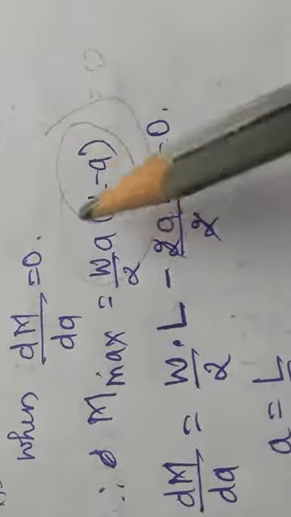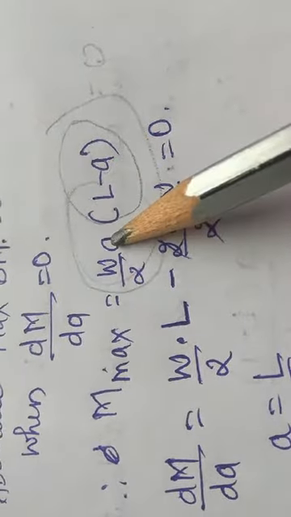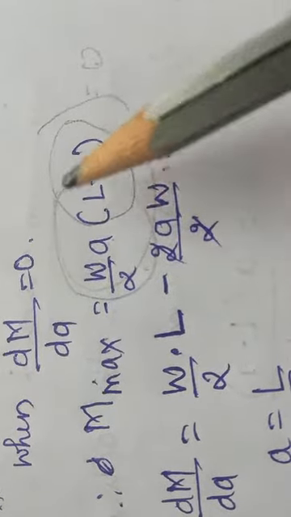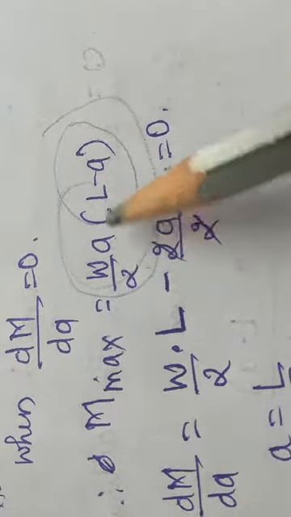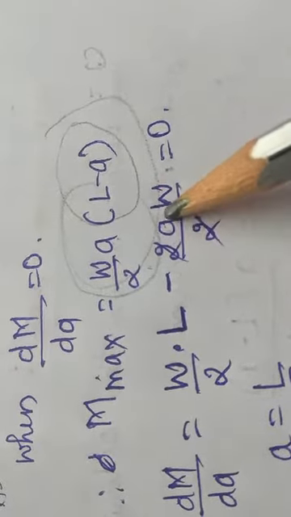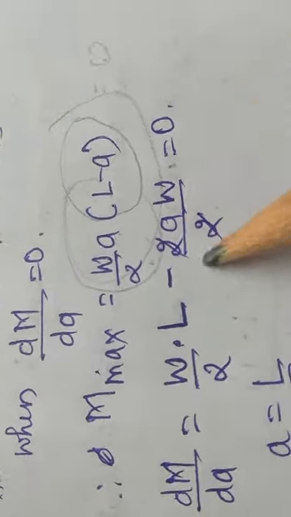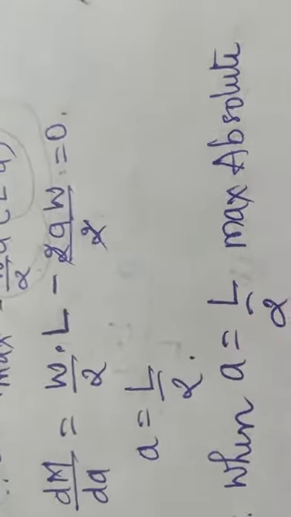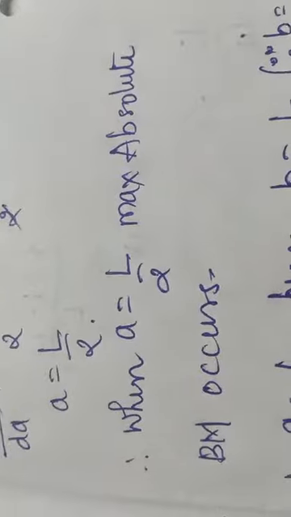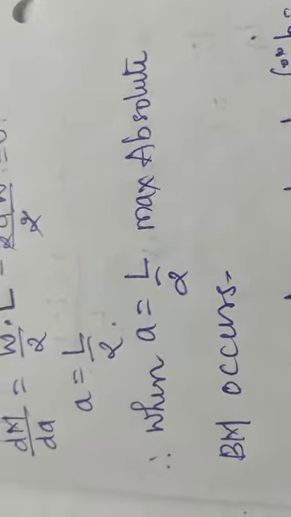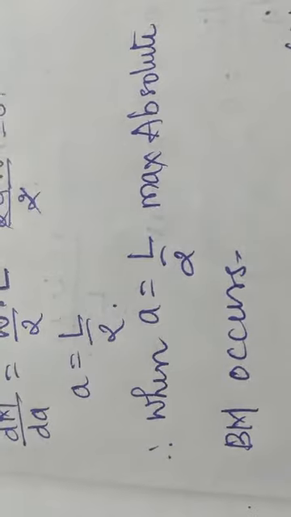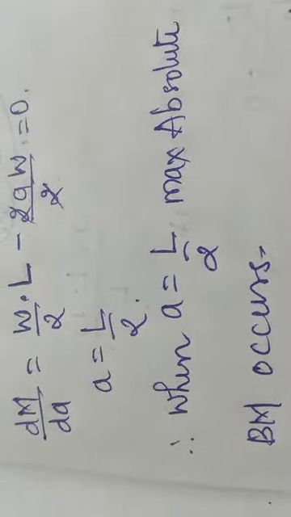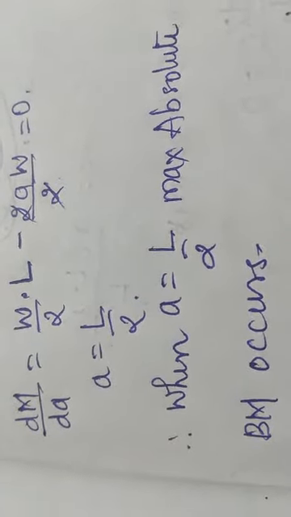If I differentiate, with the first term, differentiation of A will be 1, so I will get W into L divided by 2. The next term is W into A square divided by 2. The differentiation of A square is 2A, and W by 2 as it is, so this 2 and 2 will get cancelled. So I will get A is equal to L divided by 2. Meaning, when A is equal to L by 2, the maximum absolute bending moment occurs. That is, when the load is exactly at the center, I will get the maximum bending moment.